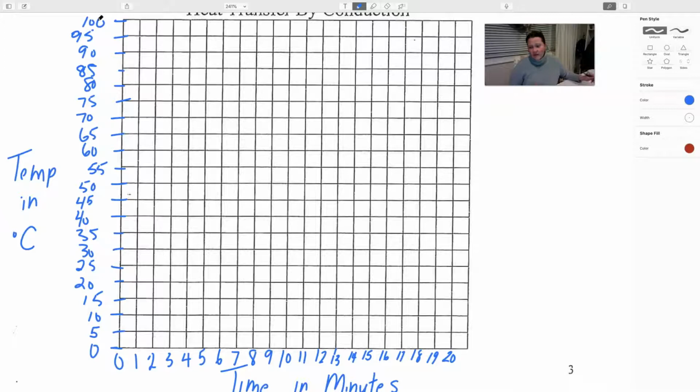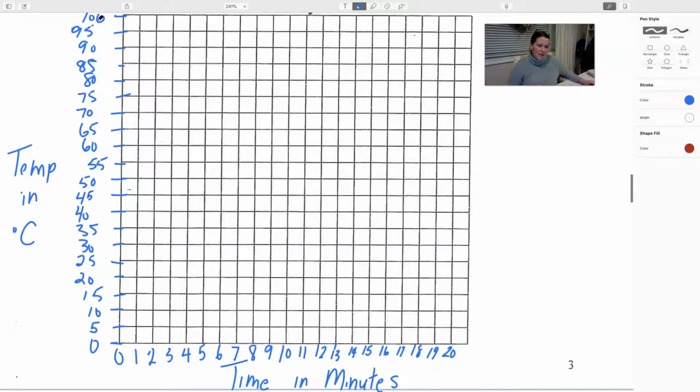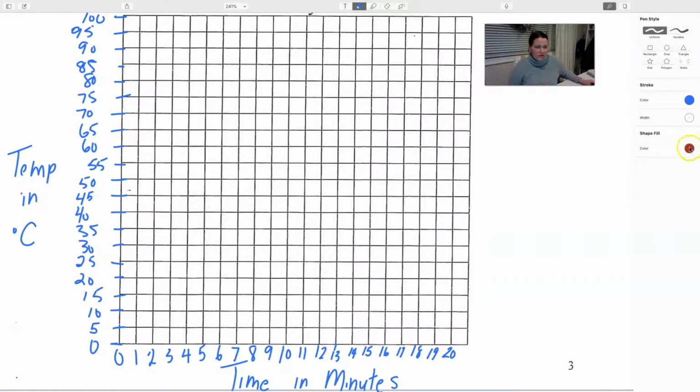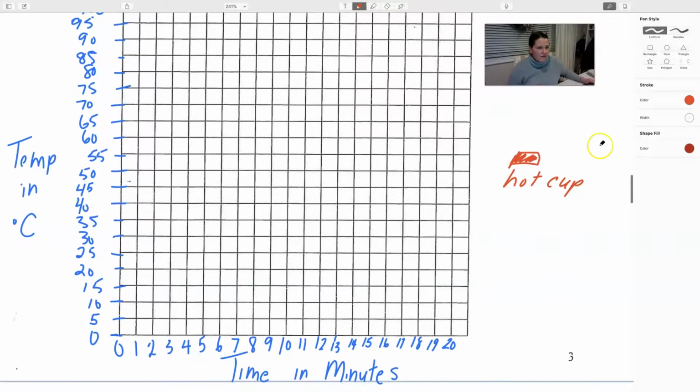So all we have to do now is make up a little key, and we're going to plot. In other words, a key, I would do something like this. I'm going to plot my hot cup in red. So off to the side, this will be my hot cup color. And then you can choose, like I said, any color you really want for your key. Let's make this different color blue my cold cup color.